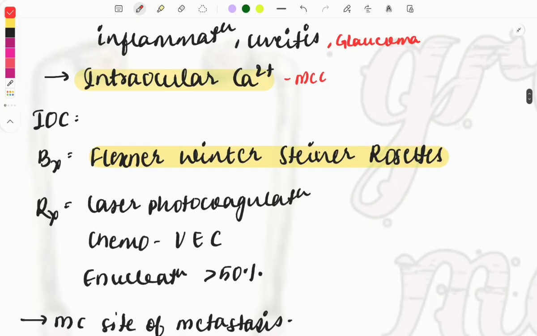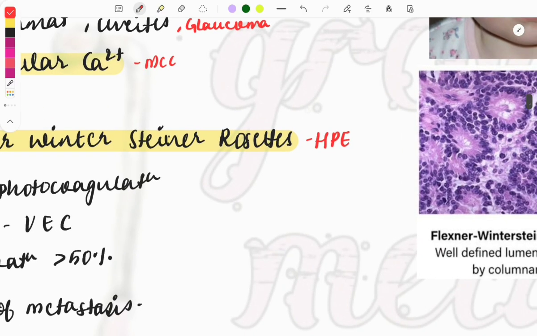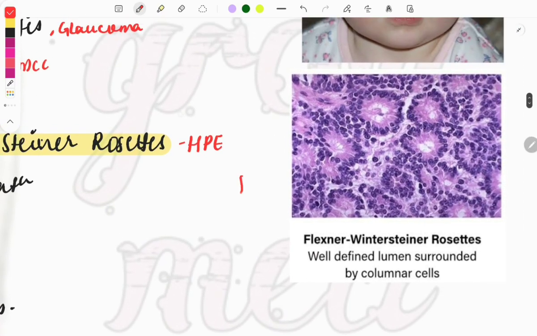Now the investigation of choice for this is the MRI. On MRI we will come to know the exact location, how big the tumor is, and everything related to the tumor. Then if we take a biopsy, we can see findings on histopathological examination. We can see Flexner Wintersteiner rosettes. The image based questions have also been asked in integration with pathology sometimes.